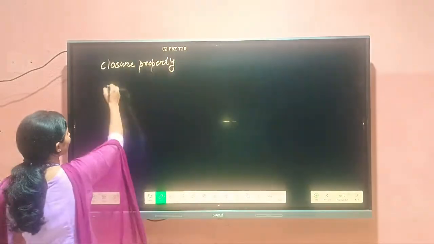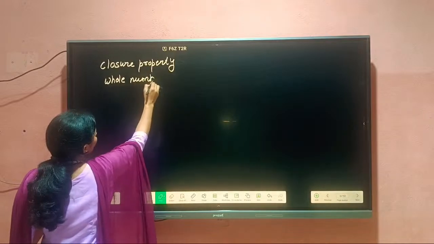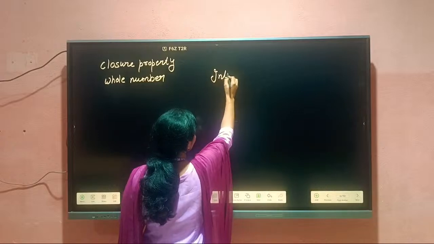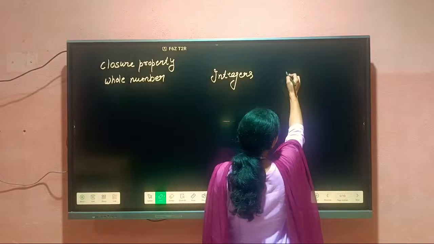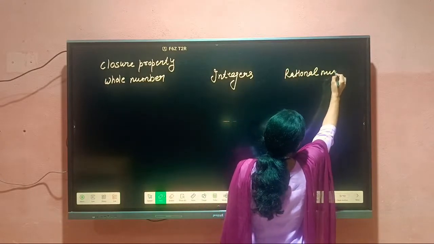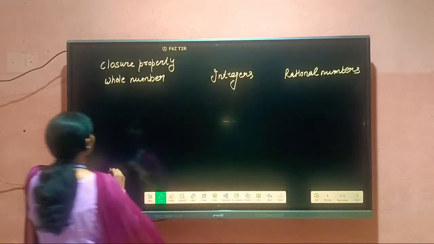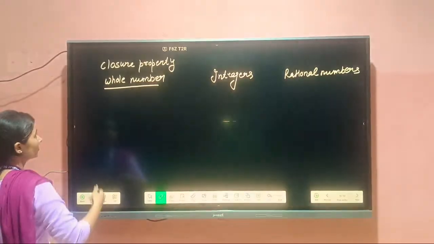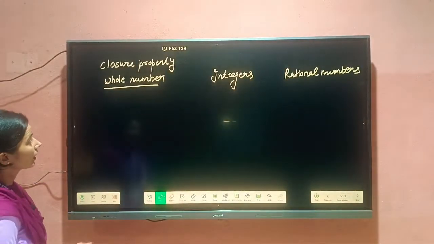And we will discuss it for whole numbers, then we will discuss this property for integers, and at last we will discuss it for rational numbers. One by one we will discuss. Let us start from whole numbers. Now see, what are whole numbers? We know, the real numbers which start from 0 and go to infinity.